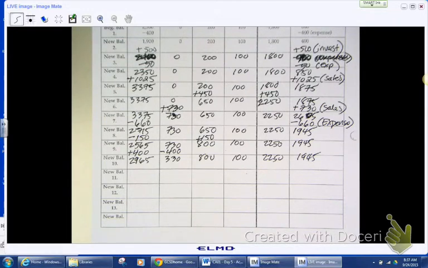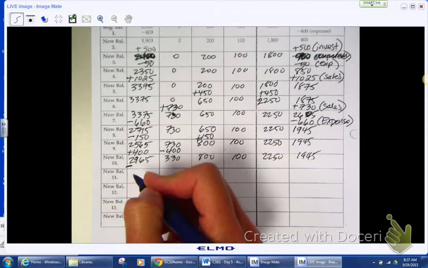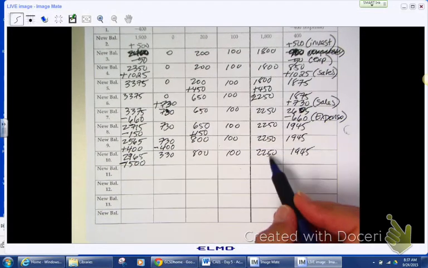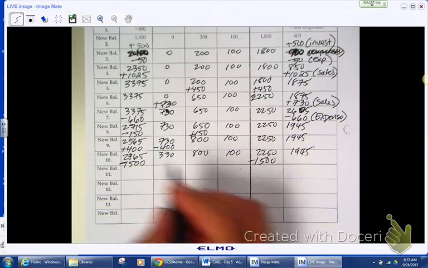Paid cash on account to Delta Company, $1,500. What are my 2 accounts that are affected? Cash and accounts payable, Delta Company. Good. And what's happening to my cash? It's decreasing. By, how much was that? 1,500. And what's happening to my accounts payable to Delta? That's decreasing 1,500. Perfect. Good, good, good.